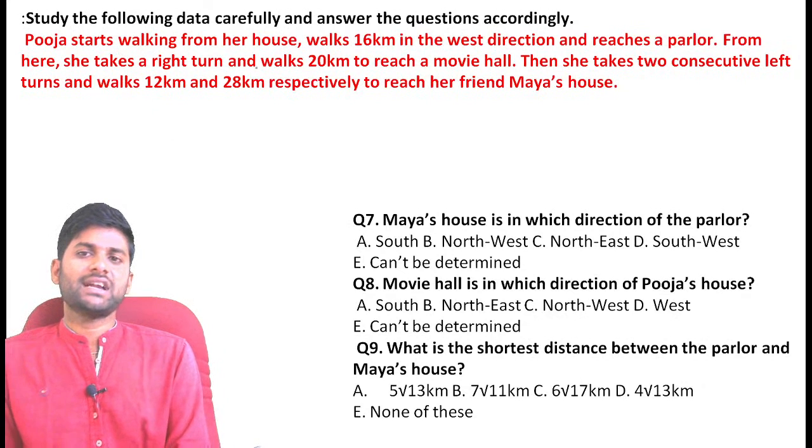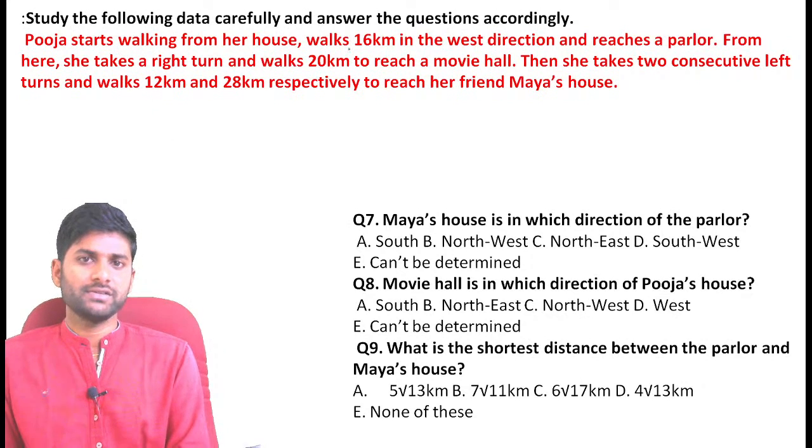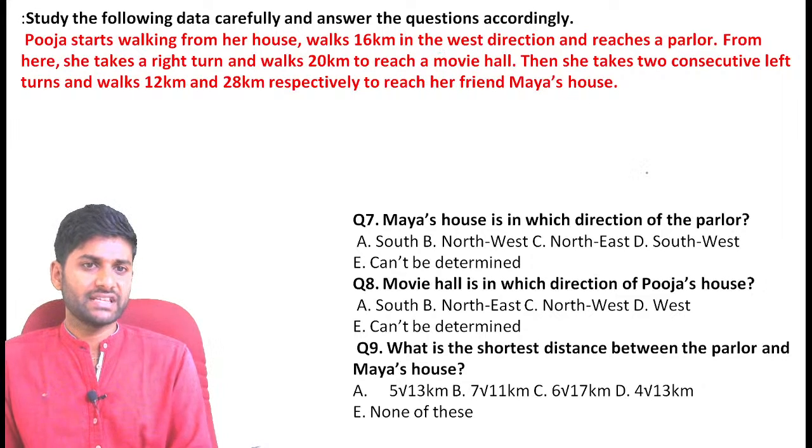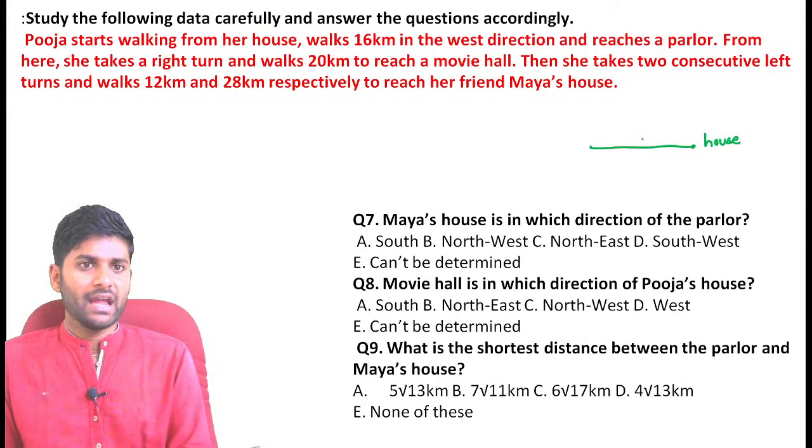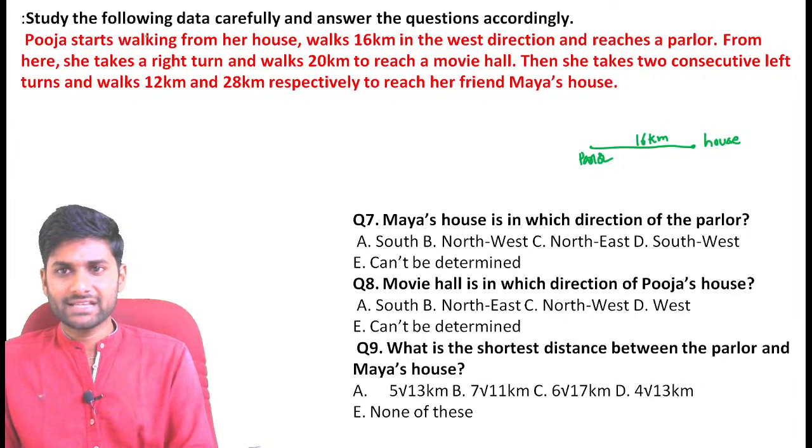This is the question. Pooja starts walking from her house and walks 16 meters in the west direction. So this is the starting point I just consider, and this is the house of Pooja. She starts walking towards west. West is always considered the left side, guys. They covered 16 kilometers in the west direction and reach the parlor.